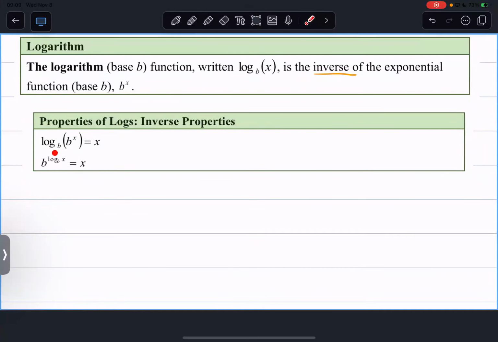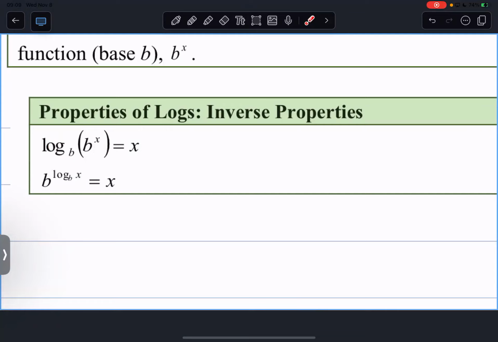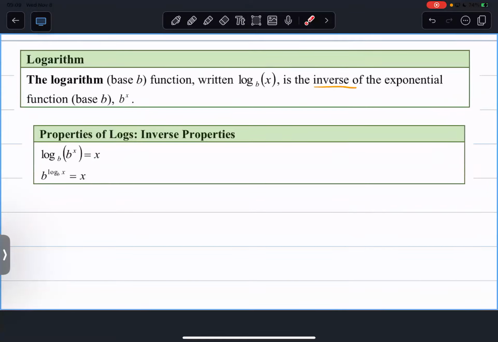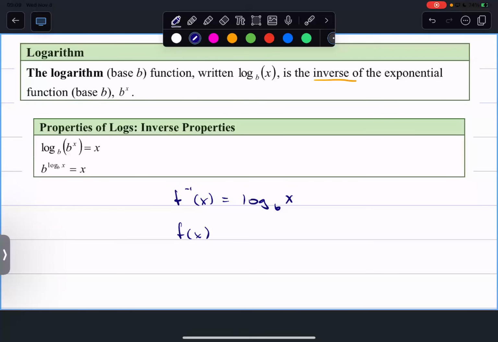Which means that if I take the inverse of the original function, I should get back just the input x, right? And so that's the inverse property. What am I doing here? Function composition, right? I'm saying that f inverse of x is the log base b of x, then f of x must be e to the x. Right. So then here, what am I saying? I'm saying that f inverse of f of x is equal to x, right? That's a function composition. And as a rule, the inverse of a function composed with the function should just give you the input.